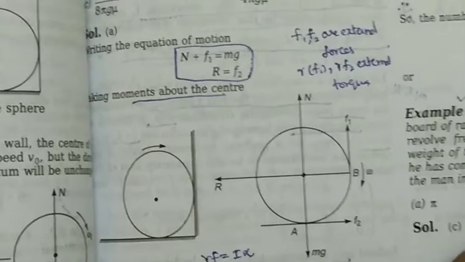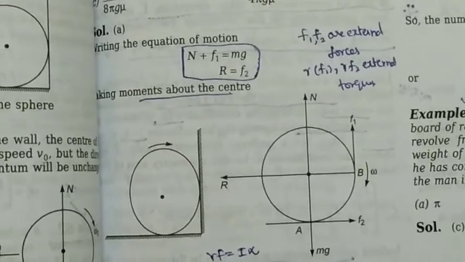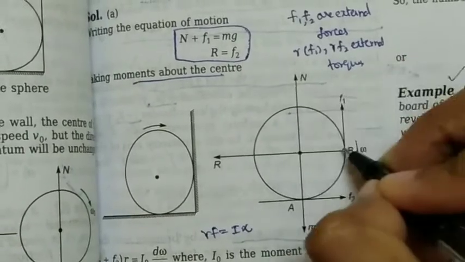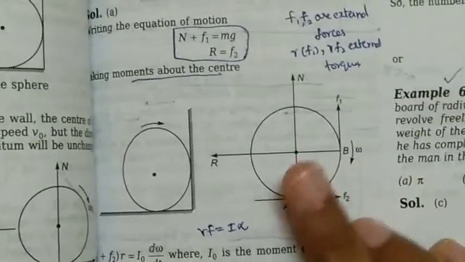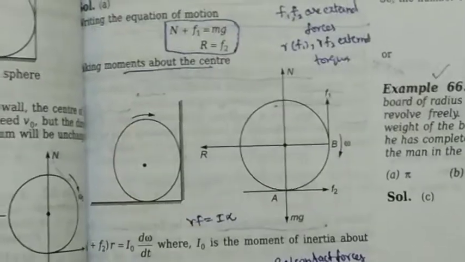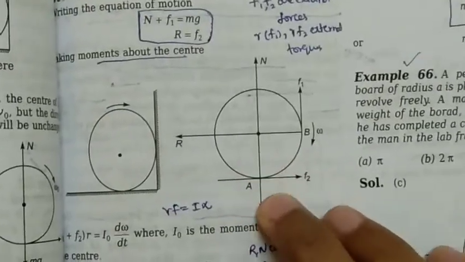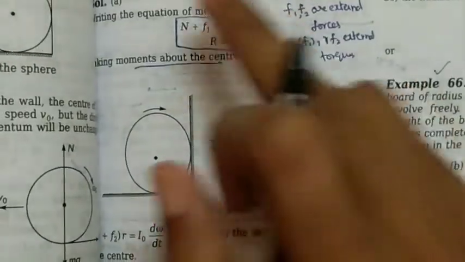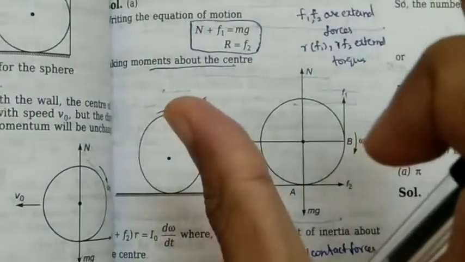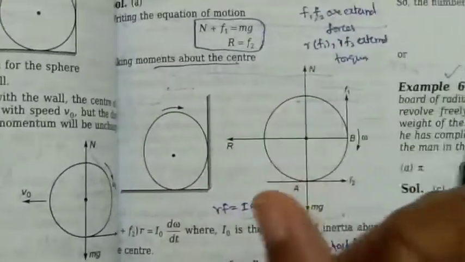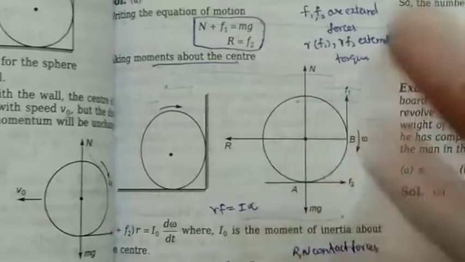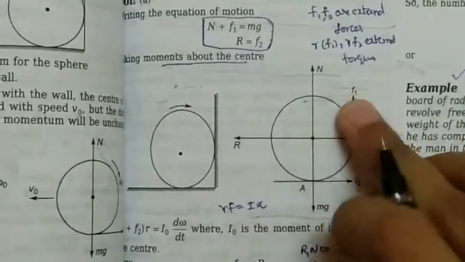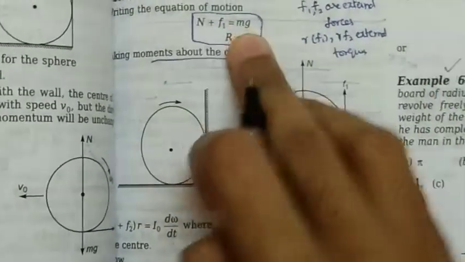From the diagram, in the upward direction N and F1 forces are acting, and in the downward direction mg is acting. For the cylinder to be in equilibrium, the forces in the vertical direction must be balanced, so that the cylinder remains in that corner and finally stops spinning. So the upward force N plus F1 equals the downward force mg.